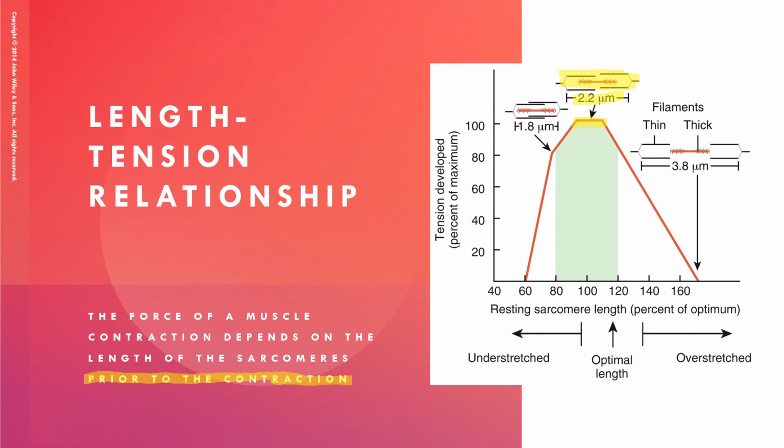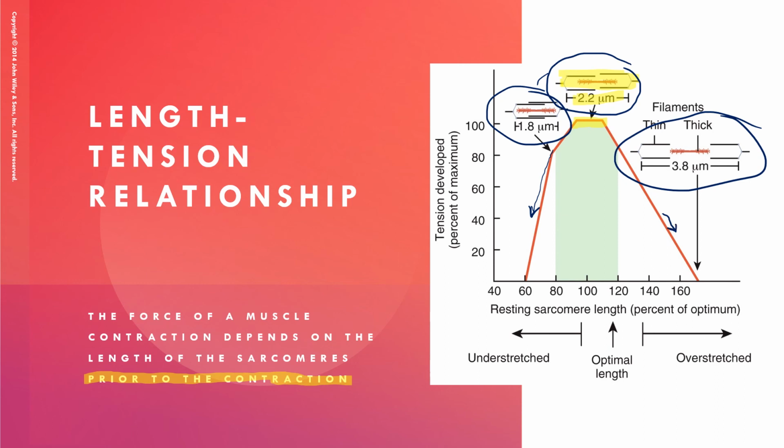Outside that overlap, you could have more overlap to the left here, or less overlap, and the tension is going to be a lot lower than at this optimal overlap. You can see here we have a very steep drop when you have a lot more overlap, and then a less steep drop, but still a drop nonetheless, when there's less overlap between the thick and thin filaments. So here we have this optimal resting muscle length, this optimal resting sarcomere length.